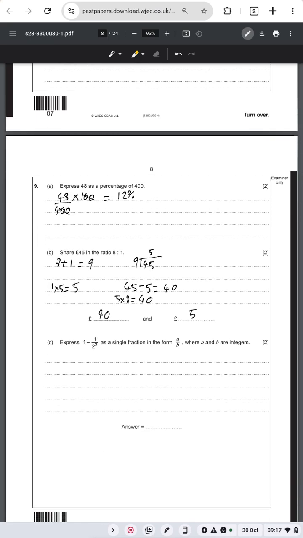Express 1 minus 1 over 2 to the power 3 as a single fraction in the form a over b, where a and b are integers. So integers are whole numbers. So this is 1 minus 1 over 2 cubed, which is 2 times 2 times 2, which is 8. So next up, we're going to have to make a common denominator of 8. So to get 1 with a denominator of 8, we have to times by 8. So that's going to be 8 over 8, and 8 divided by 8 is 1. So we know that that's right. Minus 1/8. So this is equal to 7 over 8.